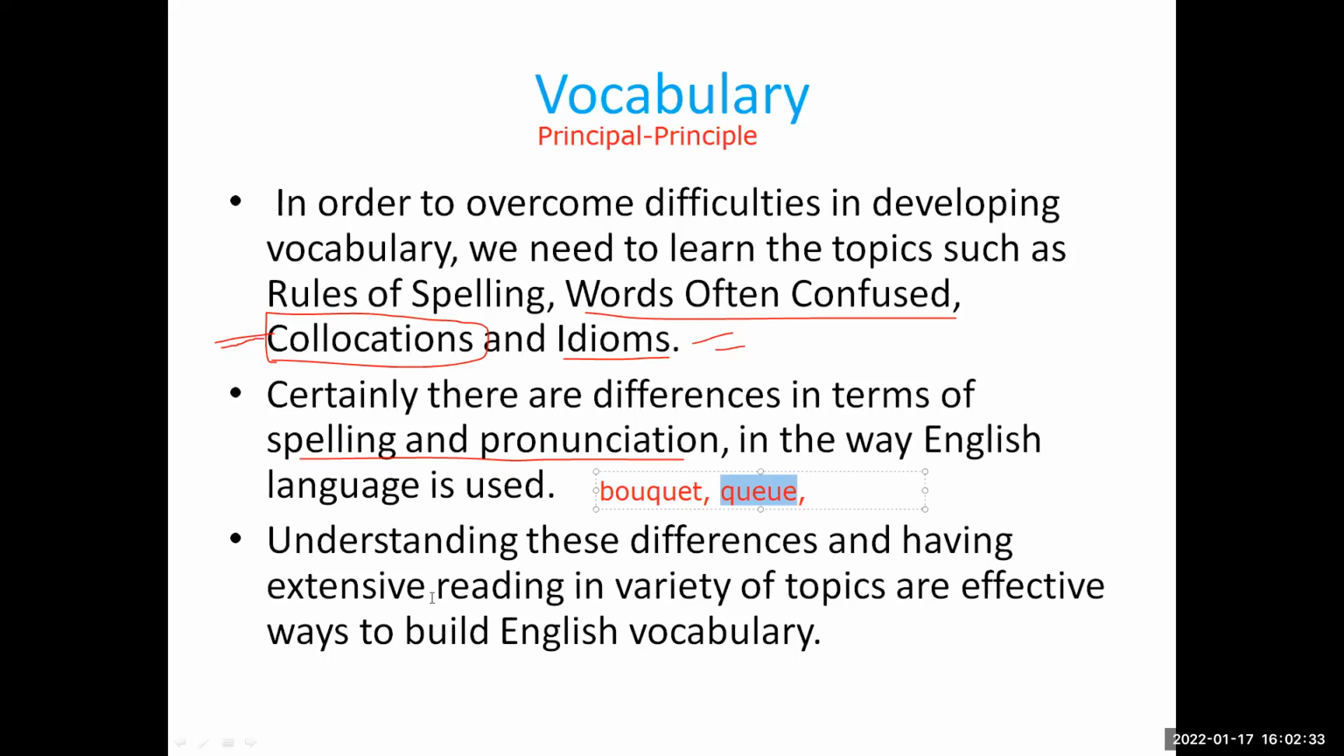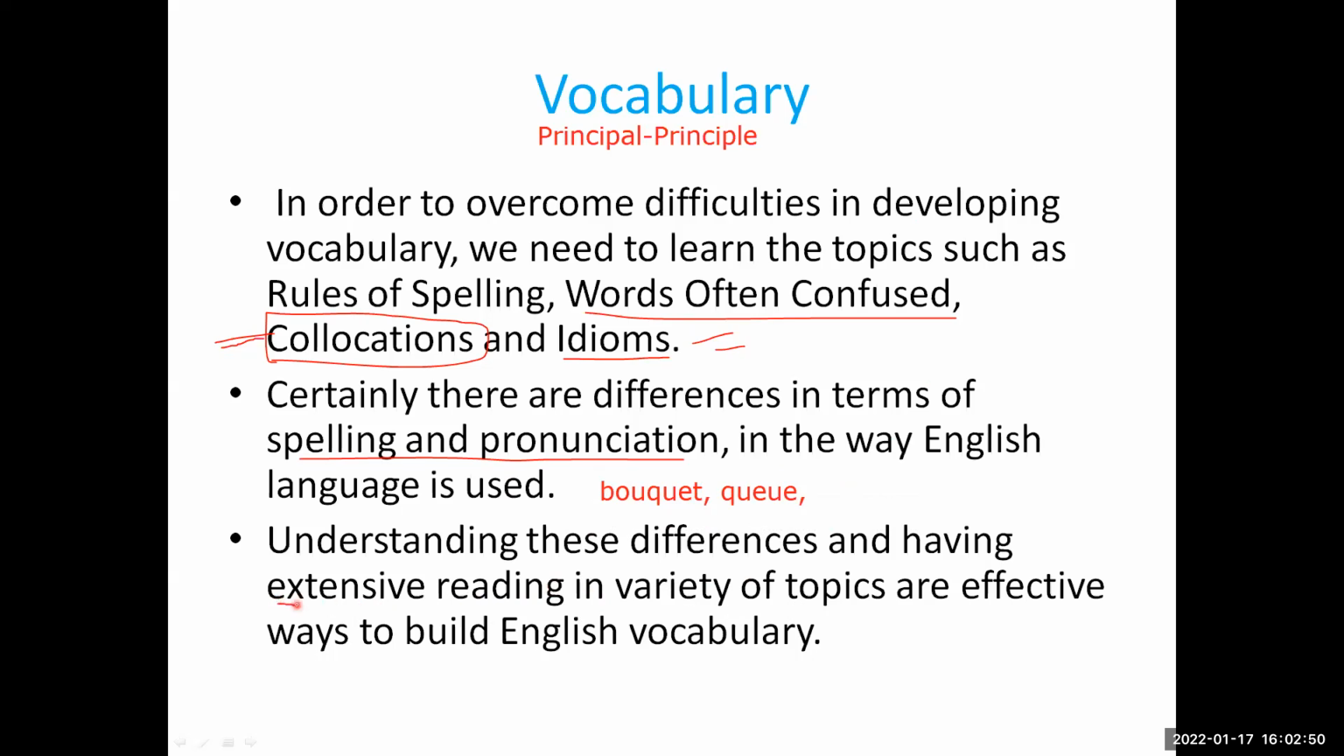And extensive reading in a variety of topics is an effective way to build English vocabulary. How can you increase your vocabulary? By reading only the dictionary? No. If you're reading the dictionary continuously, it is not going to help you. What you have to increase is your reading.